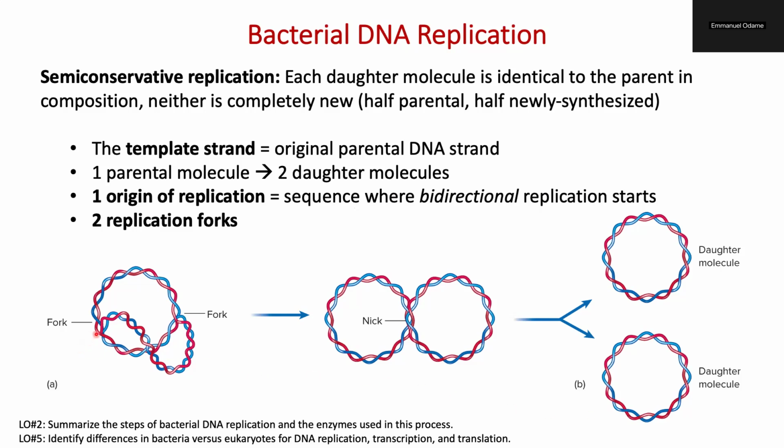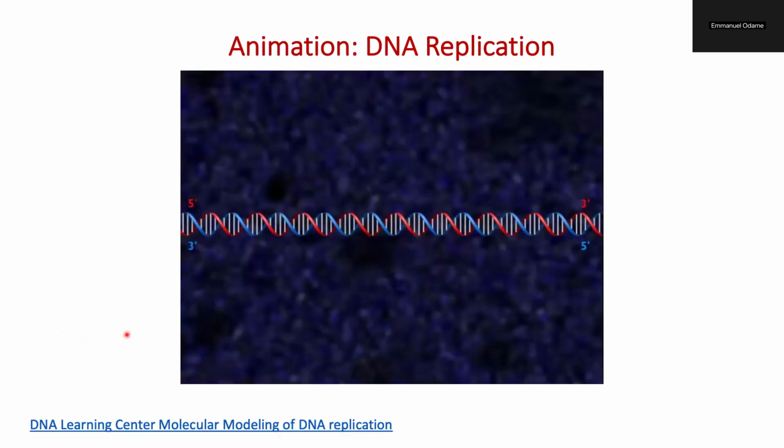And I want to point this out. You can clearly see that there is a bi-directional origin of replication. Replication is not happening on one side only. At each replication fork, one here and one here, replication is happening on both sides at the same time. That is termed bi-directional replication. So take note of that.